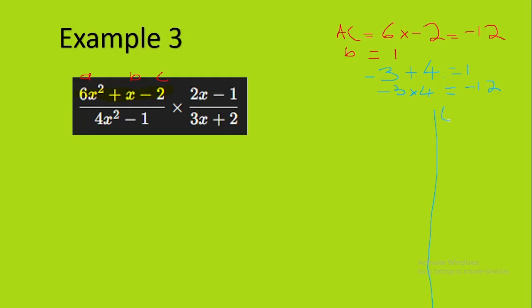So if we have our 6x squared, right where you have your plus x, we just put the first term. I prefer to put the negative 3x, so negative 3x plus 4x. I need a little bit of space right here, so let me quickly erase.